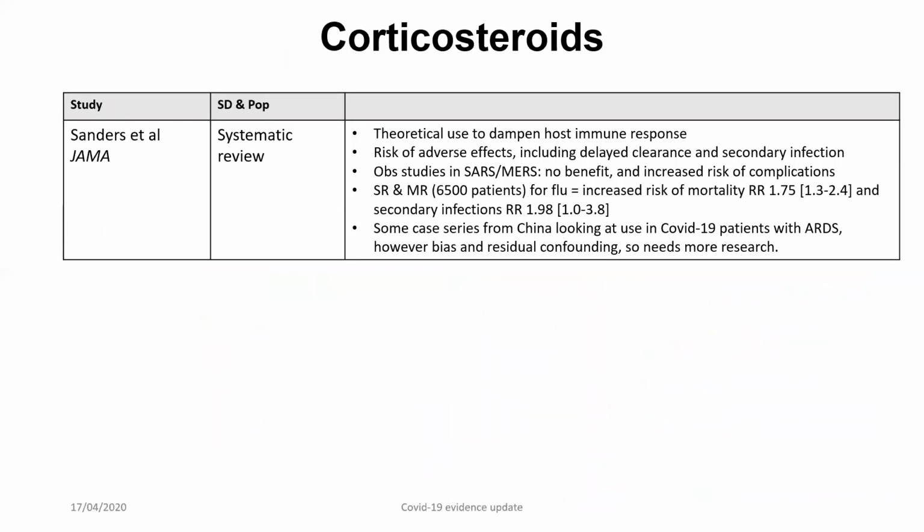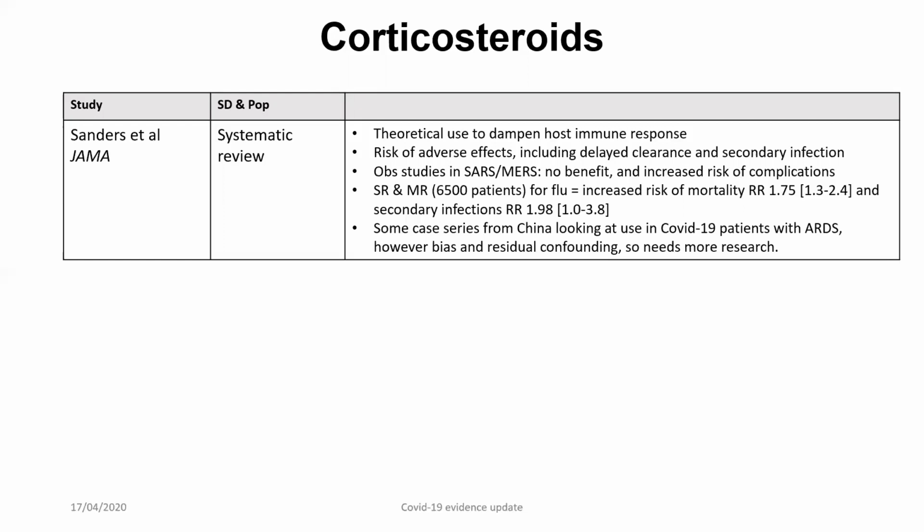Steroids. Theoretically, these could be used to dampen a host immune response as well. There's a lot of risks associated with corticosteroid use in various viral diseases. So there's a risk of adverse effects, including delayed viral clearance and the increased risk of secondary infection. This was relatively well studied for SARS and MERS, where it was found that there was no benefit from routine use of corticosteroids and an increased risk of complications.